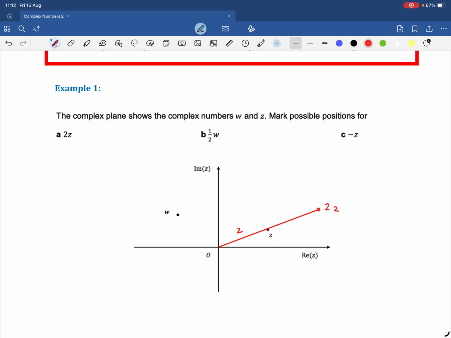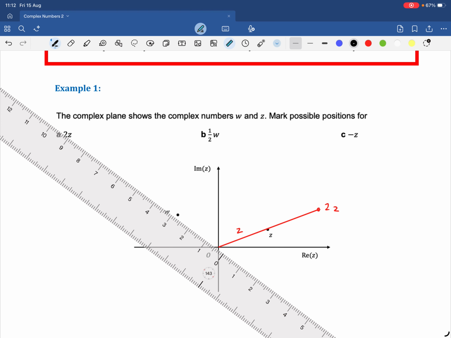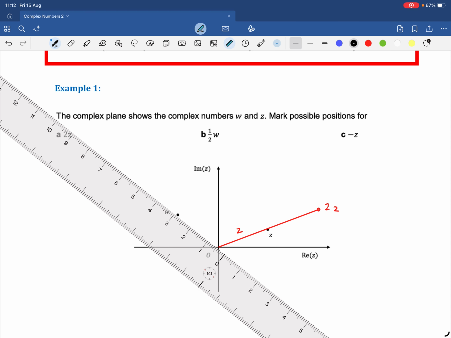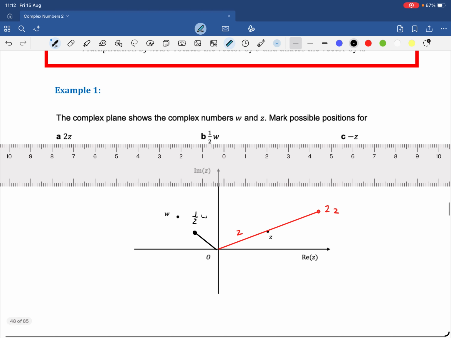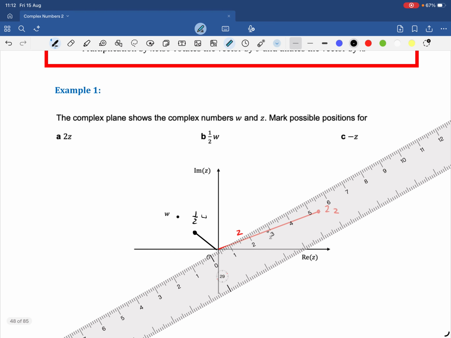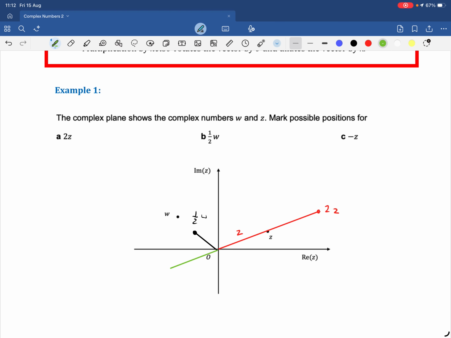A half w, again the half is just decreasing the modulus of w by a half. It doesn't change its argument because we're just multiplying by a constant number. So it's going to look like that. A half w is there. And minus z, we're switching the direction of the complex number. So the argument becomes negative. It just changes the direction of z, but it's still the same length. So it's going to look something like this. A bit like that. That's minus z there.